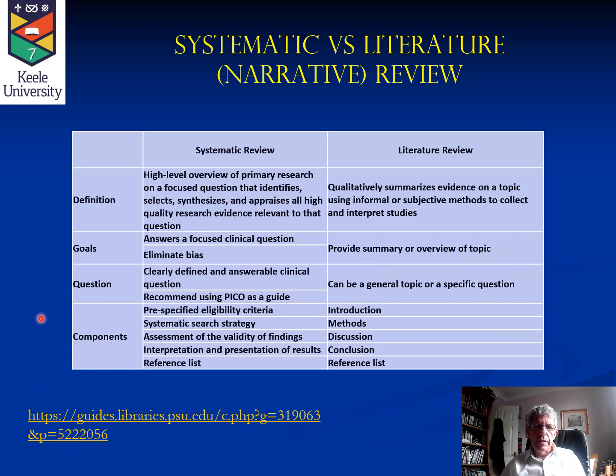In this slide, we look at the differences in a little more detail. We can see here the definition, what we talked about in the previous slide. It's a high-level overview of primary research. Its goal is to answer a focused clinical question, and another goal is to eliminate bias. The question will try to answer a clearly defined clinical question, and it will probably use the PICO guidelines that we discussed elsewhere. The components of a systematic review are pre-specified eligibility criteria, a systematic search strategy, assessment of the validity of findings, interpretation and presentation of results.